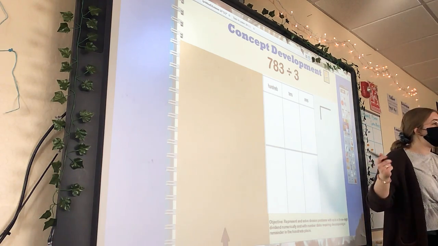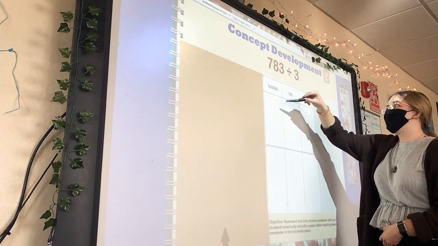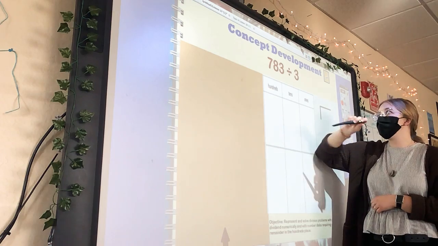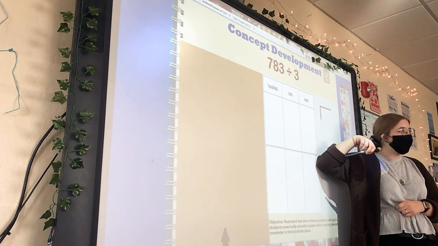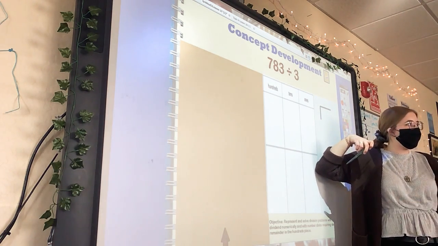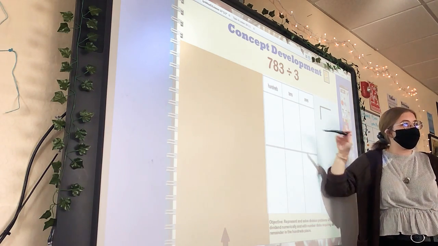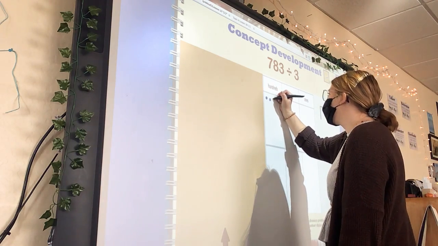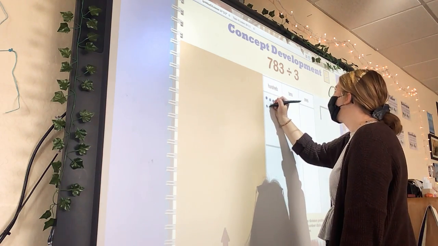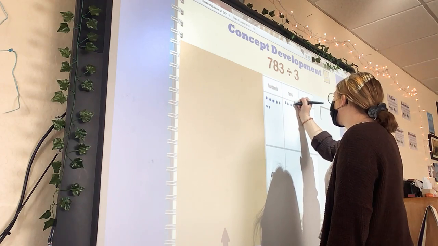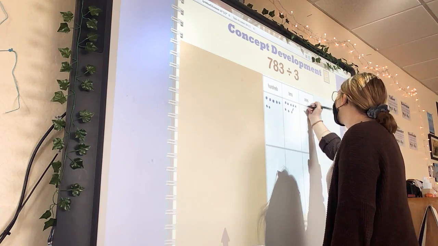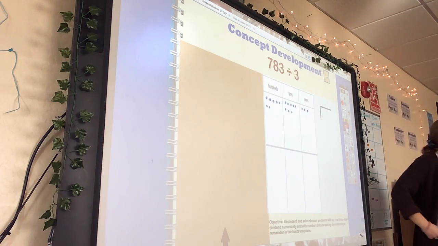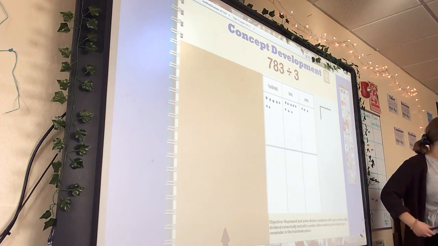Okay, if you have that, can you go ahead and put your discs in your place value chart? So how many hundreds should you have? 7. Good. How many tens? 8. Don't let just one person in the class answer for you. Class, how many should you have in your ones? 3. Good job. So you should have 7 hundreds, 8 tens, and 3 ones. Okay?